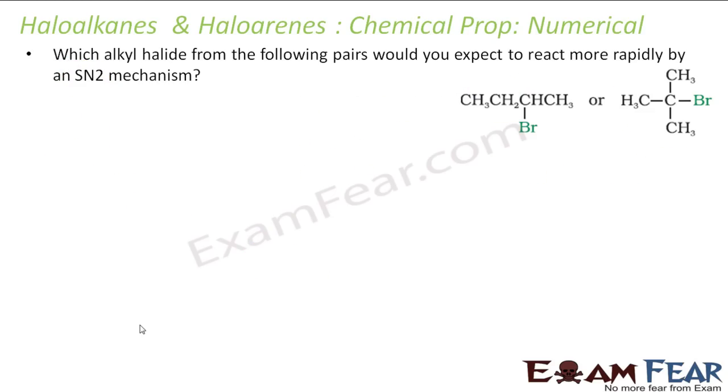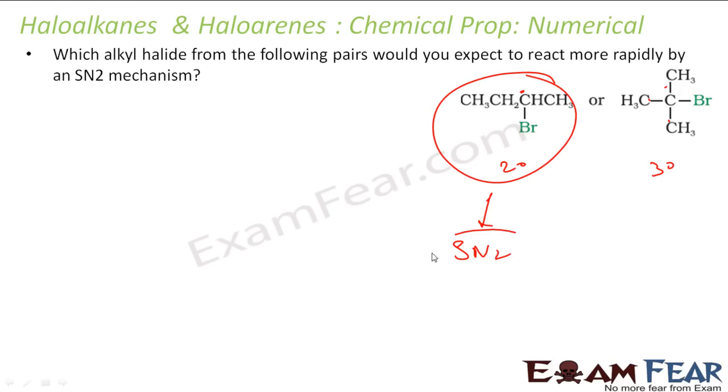Which one would go more rapidly by SN2? Again, same thing here. So here if you see, this is more steric hindrance here, right? 1, 2, 3 methyl groups. Here if you see, the steric hindrance is less, right? Because this is 2 degree and this is 3 degree. So obviously this is more likely to go for SN2. Correct.